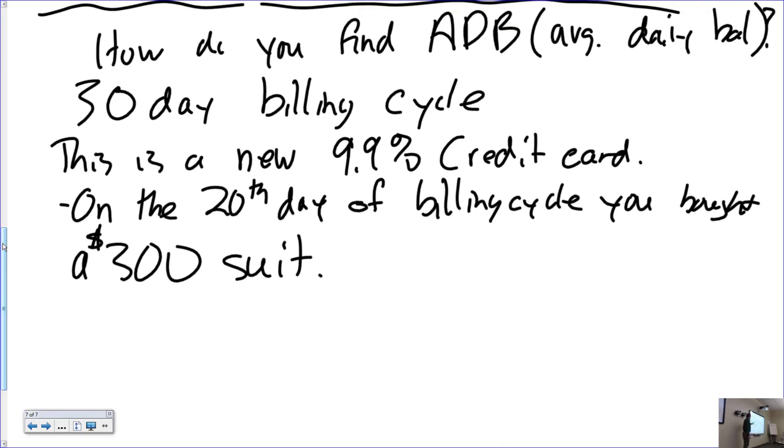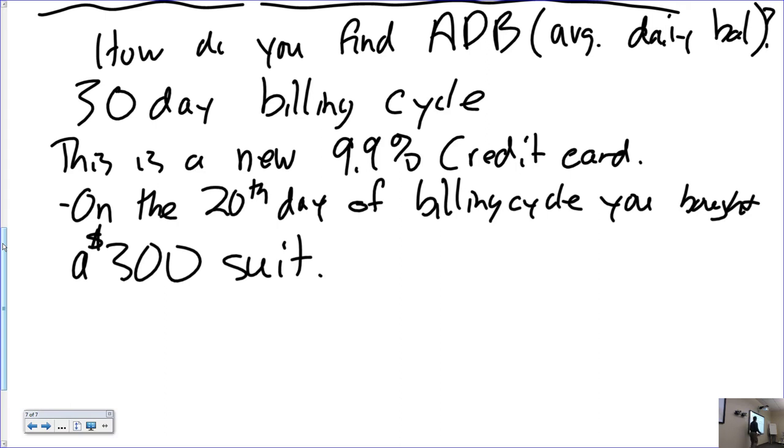You bought a $300 suit on the 20th day of the billing cycle. When you get your bill, it's $300 because the only thing you bought was the $300 suit on the 20th day of the cycle. Now, whatever that date is, don't worry about it right now. We'll get to that in a little bit. So just work with it from here, all right?